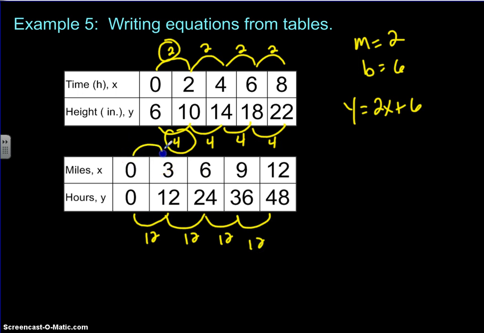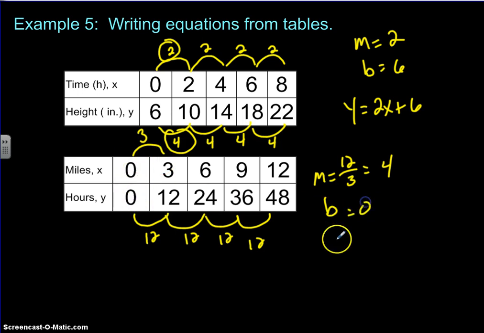The x's, I'm going by 3's every time. I don't have enough room to do that, but it's every time I'm going by 3's. Okay, so the slope is the change in y, 12, over the change in x, which is 3, and that's equal to 4. Y-intercept, find where x is 0, the y value is the y-intercept.